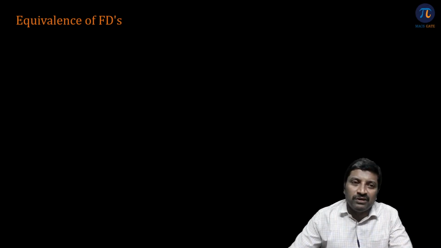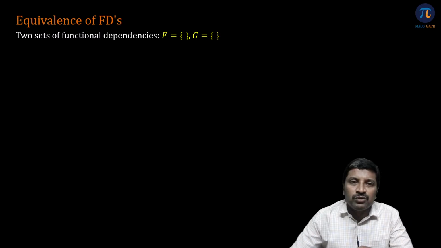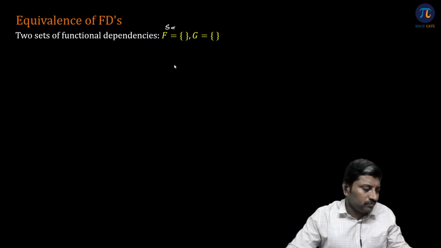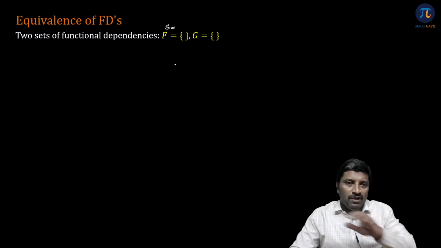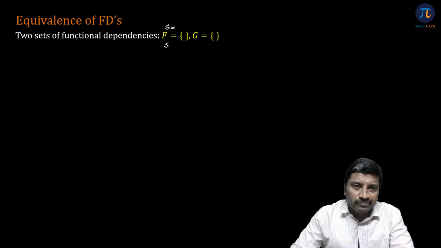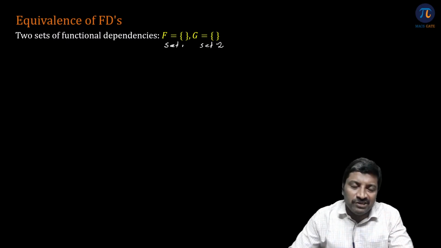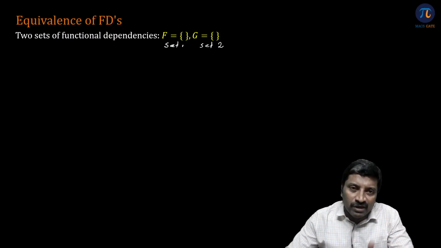Coming to the first one, equivalence of FDs. What does it mean, sir? They are given two sets of functional dependencies. F is the first set, the set one in which we have some functional dependencies. Similarly, G is set 2 in which we are having some functional dependencies. Now we need to verify whether these two are equivalent or not.